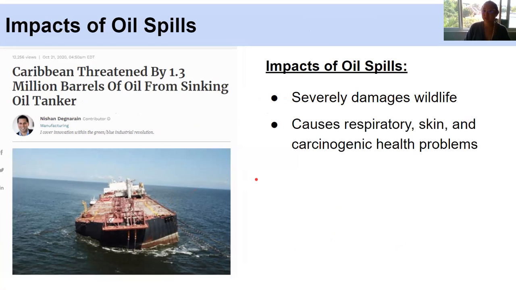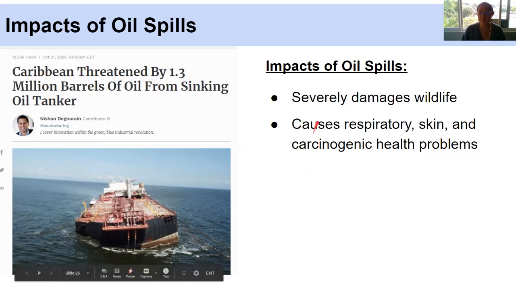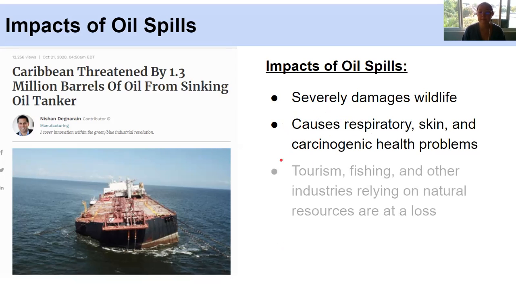For humans, anywhere near an oil spill, like if there's any neighborhoods or communities near it, they cause severe respiratory, skin, and carcinogenic health problems, meaning cancer. And so when an oil spills, that oil not only leaks into the water, but it also gets released into the air. And so concentrated amounts of that lead to these things.